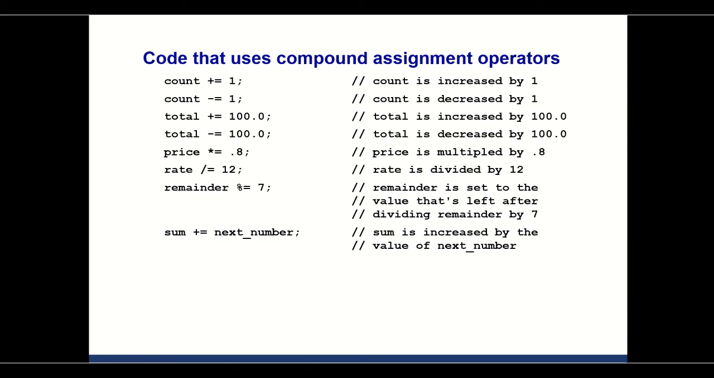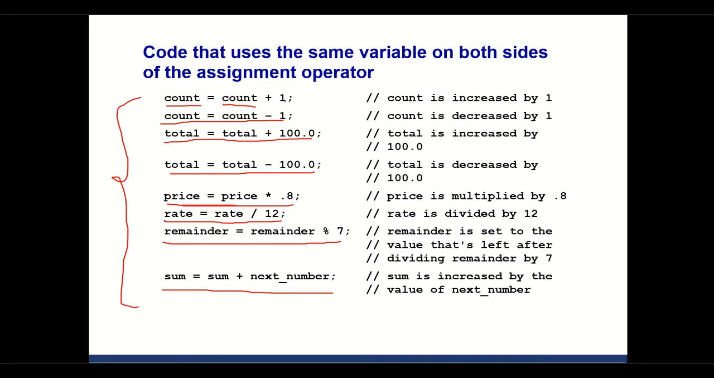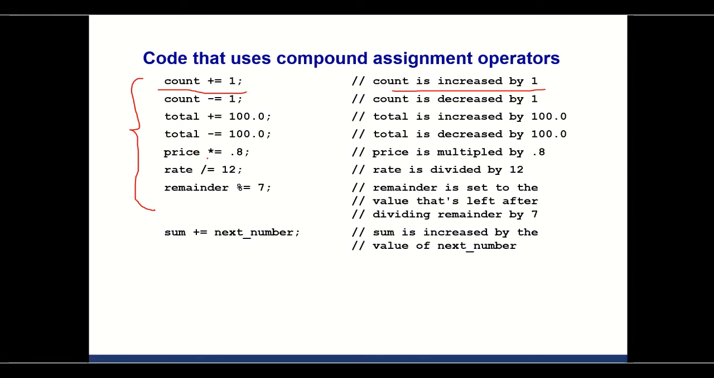Now the code that uses the compound operator is more readable, because you see here count plus equals 1. That means count is increased by 1. And the same thing is happening everywhere, just like this one, but it is much simpler, much more compact, much more readable.